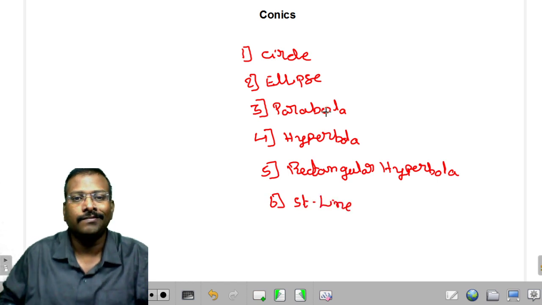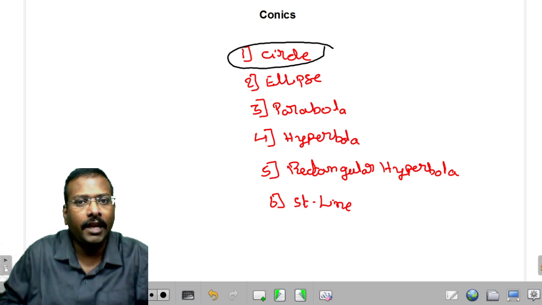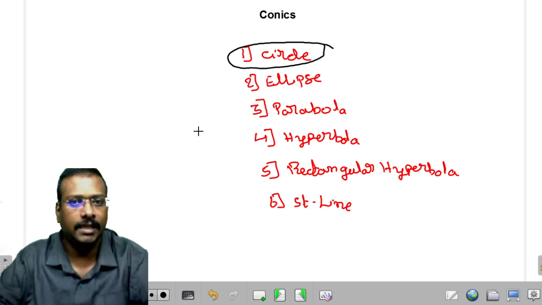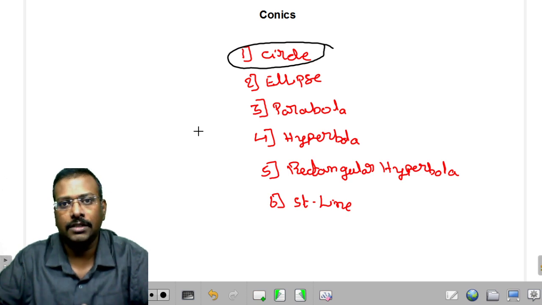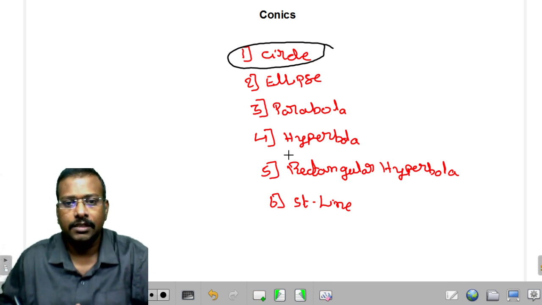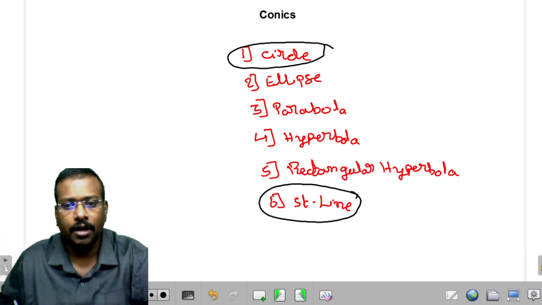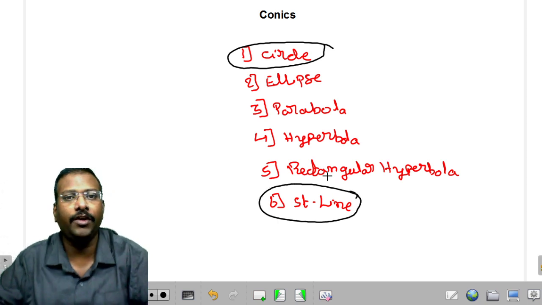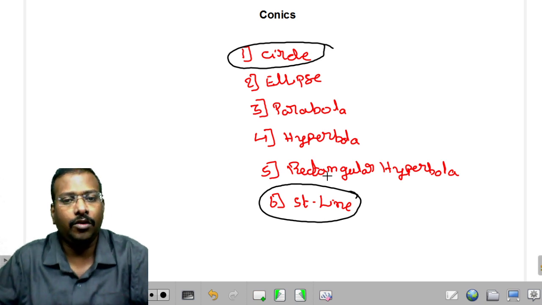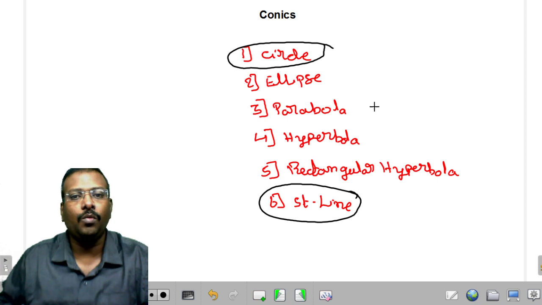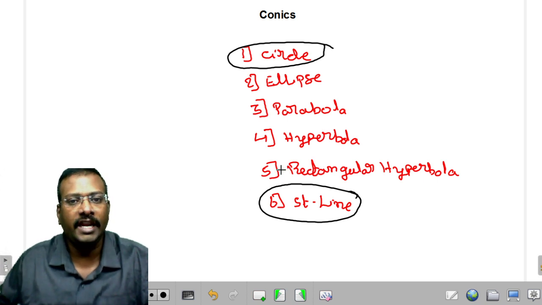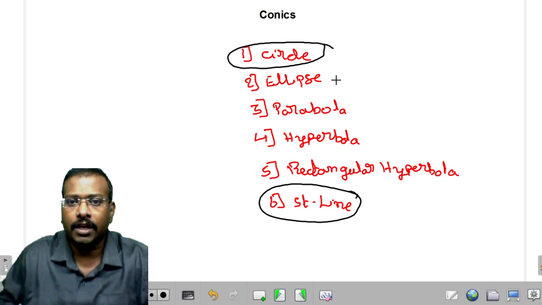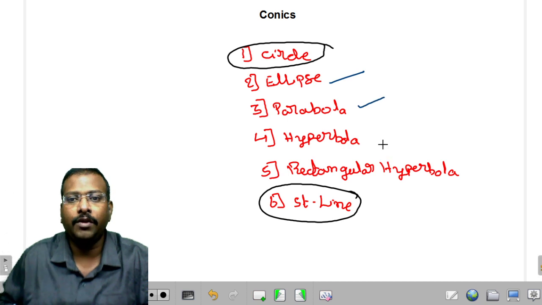So among these, we don't require any procedure to construct the circle, because with the help of a compass we can draw the circle. Similarly, for a straight line also I don't want any procedure. With the help of a ruler or a scale we can draw it. But for the remaining we have to know how we can get these shapes and the sequence of steps, that is the procedure to be followed to get the corresponding curve. So we have to know the procedure for constructing an ellipse, parabola, hyperbola.